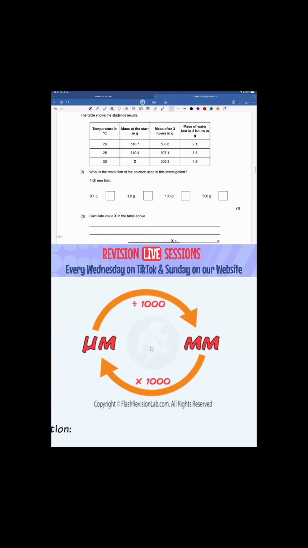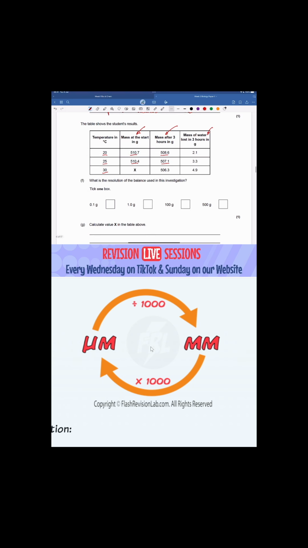Next one, the table shows the students' results. Okay, so let's try and look at these results. Mass at the start, so they're at 20 degrees, 25 degrees, 30 degrees. Every time there's a different mass. Then after they've weighed it, they've waited 3 hours and then they've weighed it again. This last column, that's a calculation. Mass of water lost. So what you're doing in this one is you're subtracting the two numbers. You're subtracting the initial number and the final number.